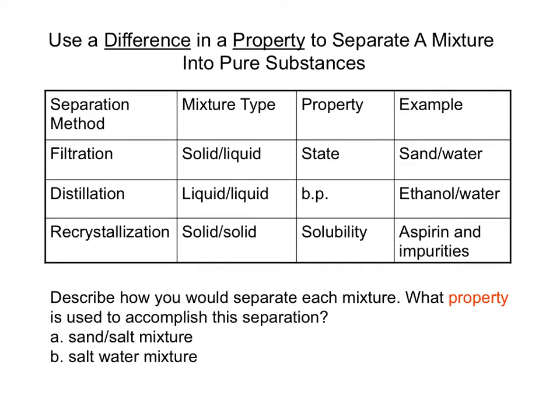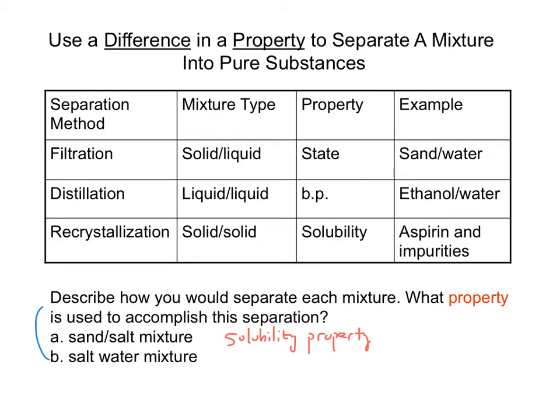This table shows a few common methods to do a separation. Stop the video and figure out how you would separate these two mixtures. For the sand-salt mixture, use solubility. Salt is soluble in water, whereas sand is not. So add water to your sand-salt mixture. The salt dissolves, the sand does not. Then filter to separate the sand from the salt-water mixture.